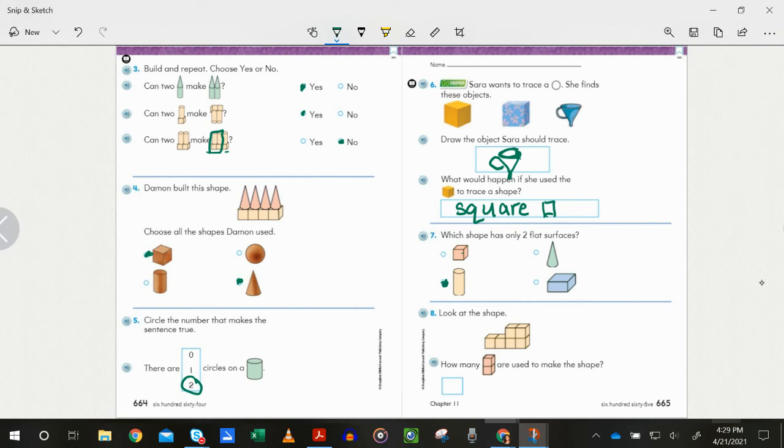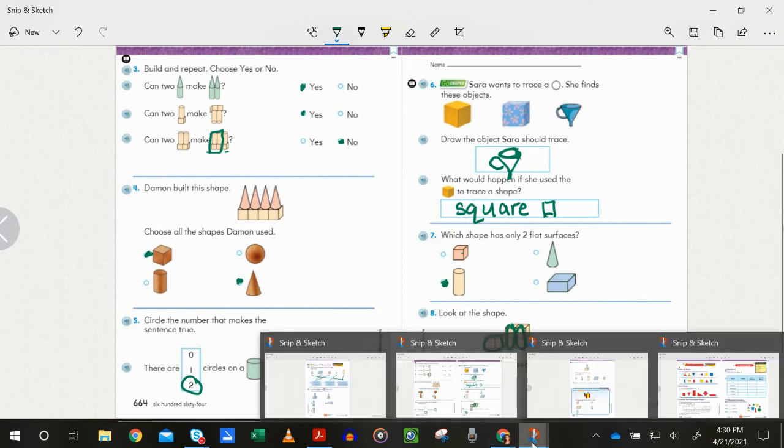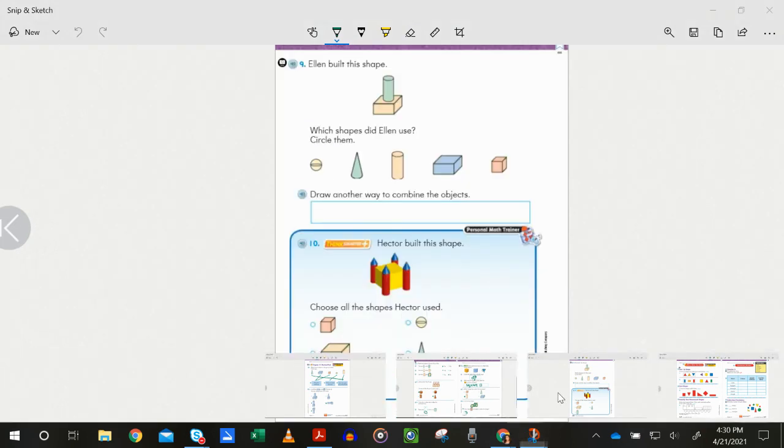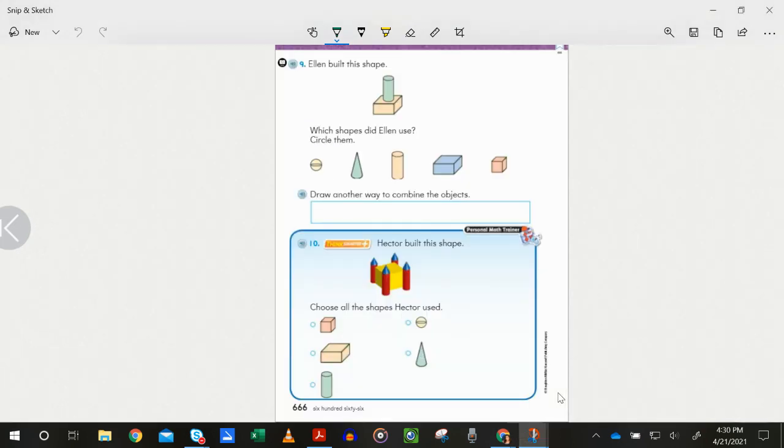Okay, looking at the shape, how many of these towers can we use to make the shape? I see 1 set of 2, 2 sets of 2, 3 sets of 2. 3 of those towers. Okay, mark stairs and stars based on how you did. Make sure you're fixing things with your crayon if you need to. And when you're ready, let's move on to question 9, 10, and 11, or just 9 and 10, I guess.